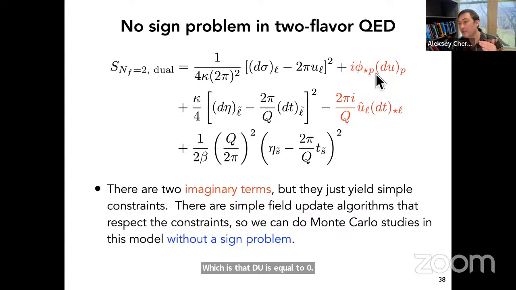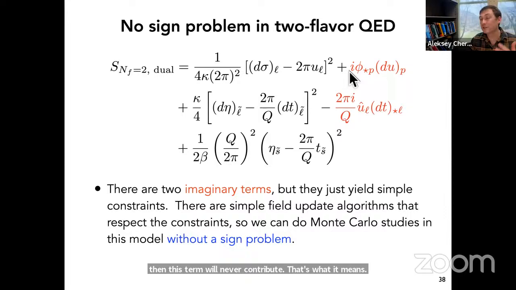Therefore, if you can do updates to your fields that respect the condition that du is zero, and your starting field configuration has du equals zero, then this term will never contribute. That's what it means. And under those assumptions, you could set this term by itself to zero. And there's a similar set of remarks that apply to the other red term.